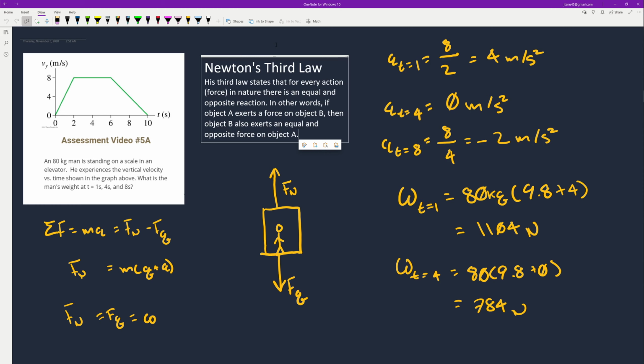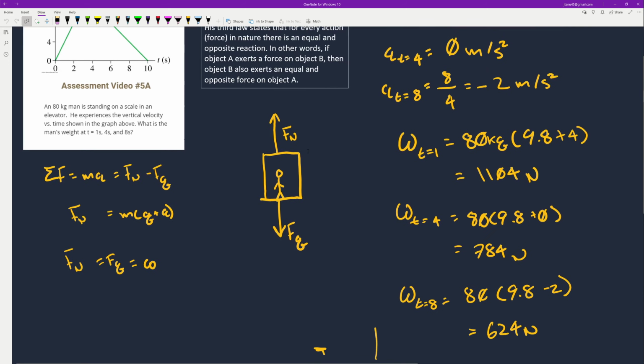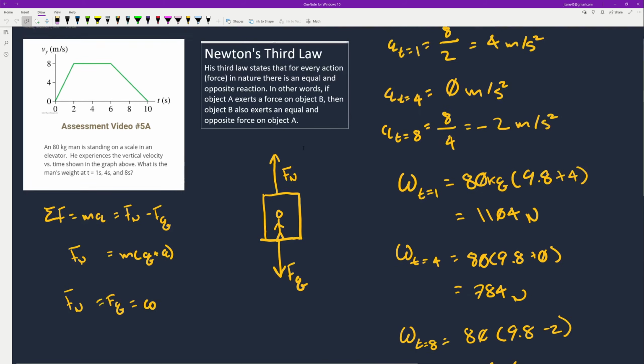And weight at time equal to 8 is equal to 80 times 9.8 minus 2, which is equal to 624 newtons. So at time equal to 1, our weight is 1,104 newtons. At time equal to 4, our weight is 784 newtons. And at time equal to 8, our weight is 624 newtons.